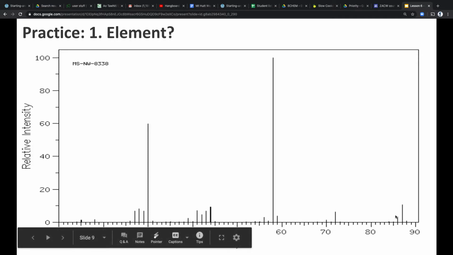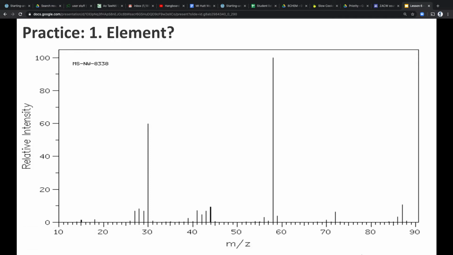Now what about to the left? There's a not insignificant peak here to the left. Loss of hydrogen. So that tells me it's probably some sort of OH thing, maybe. Any signs of other isotopes that aren't carbon isotopes? So any bromine or chlorine signs? No? I'm not sure.